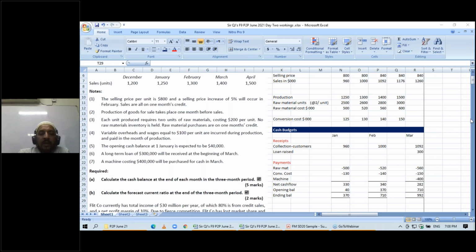Okay, conversion cost, how did I get it? Conversion cost was the number of production units multiplied by 100. The conversion cost is 100. Conversion cost is wages and variable overheads, labor plus variable overheads. And I multiplied this with the production units. So multiplying by this, you get 130,000, right? Okay.